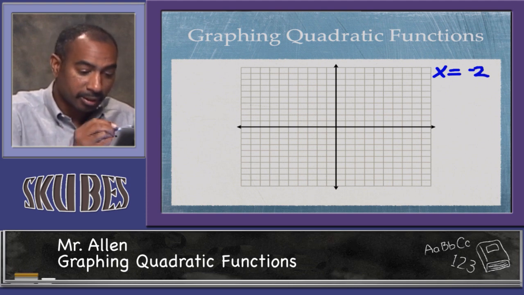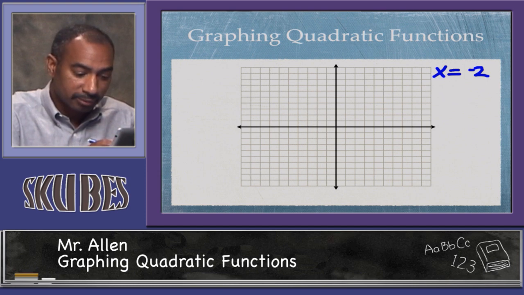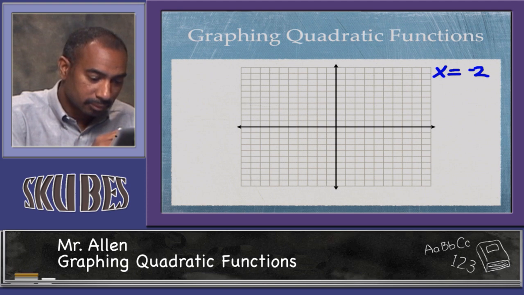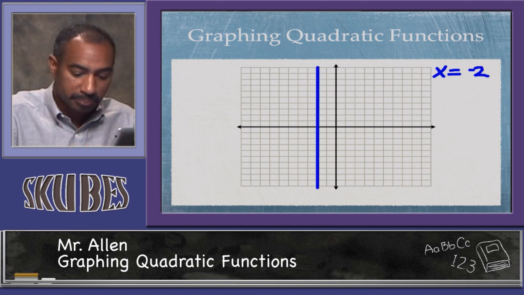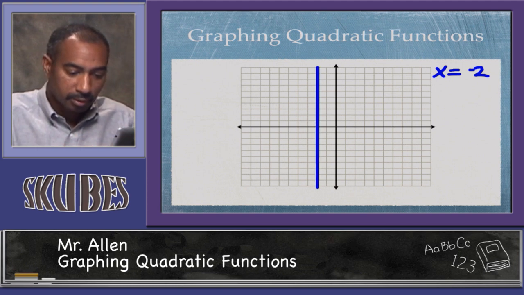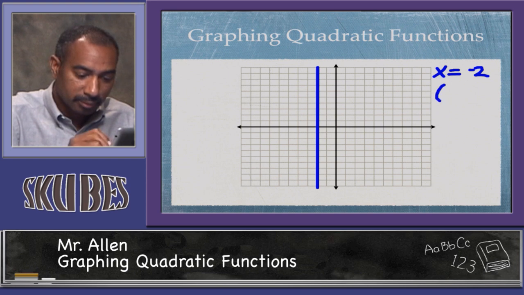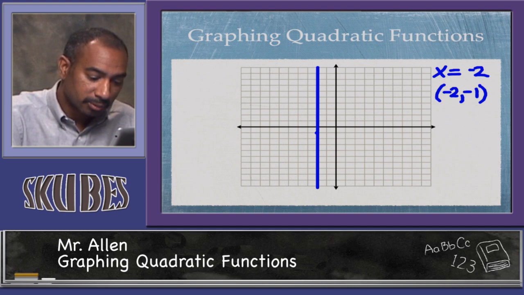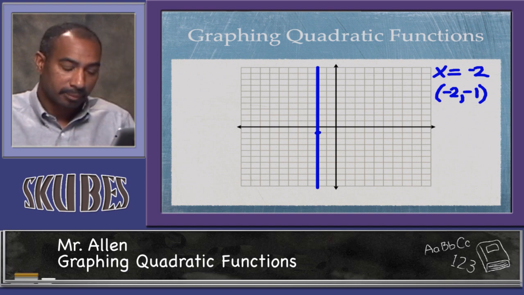So we're going to graph that. You count over to the left 2, and you make a line. So we're talking about this. That's our axis of symmetry. And the vertex point, the lowest point on this graph, is negative 2, negative 1. So if I go to the left 2 and go down 1, that's my lowest point.